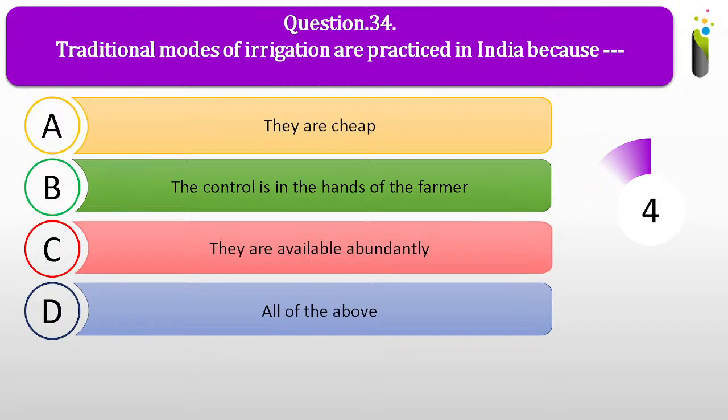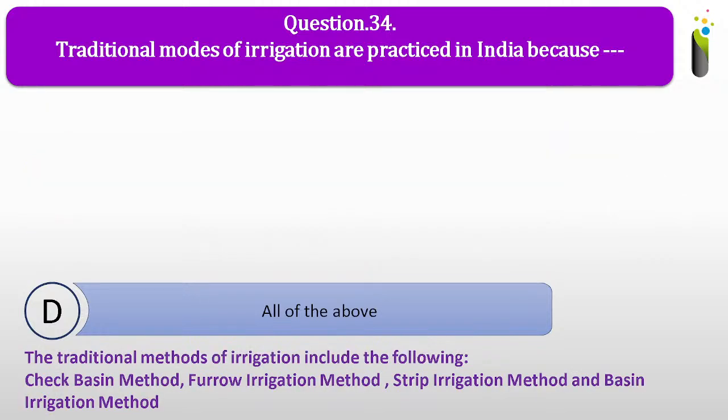And the correct answer for this question is all of the above. See, the traditional methods of irrigation include the check basin method, the furrow irrigation method, the strip irrigation method, and the basin irrigation method. So, all of these are practiced in India for various reasons.